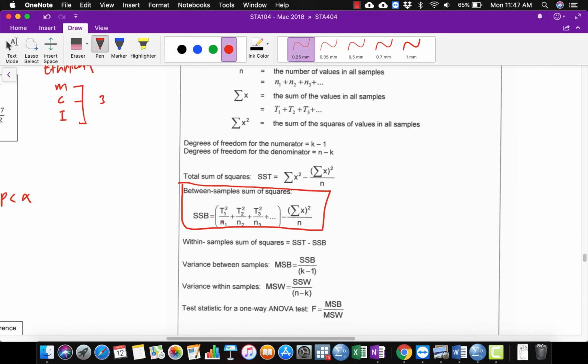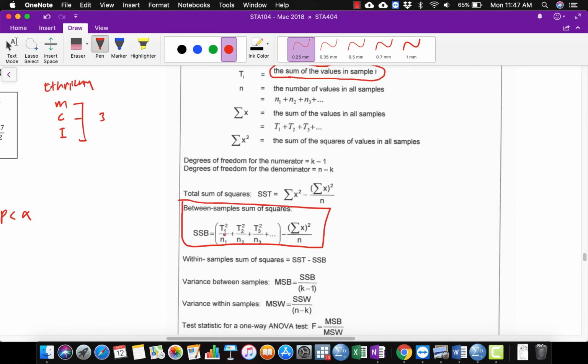T1 squared divided by N1, T2 squared divided by N2, T3 squared divided by N3, and so on, and minus the summation of x, squared, divided by N.